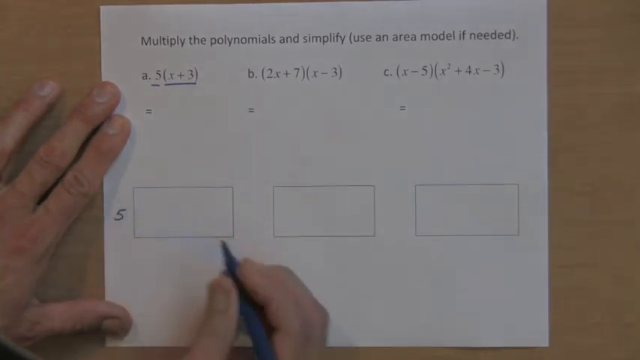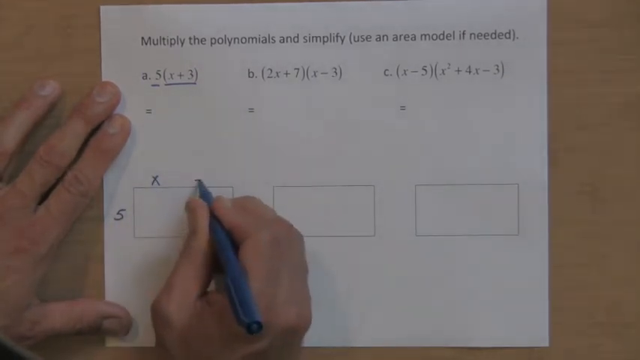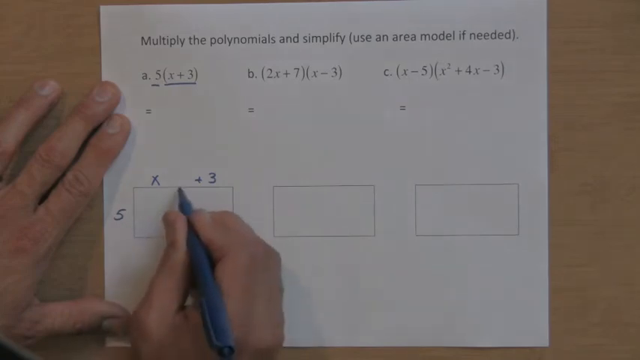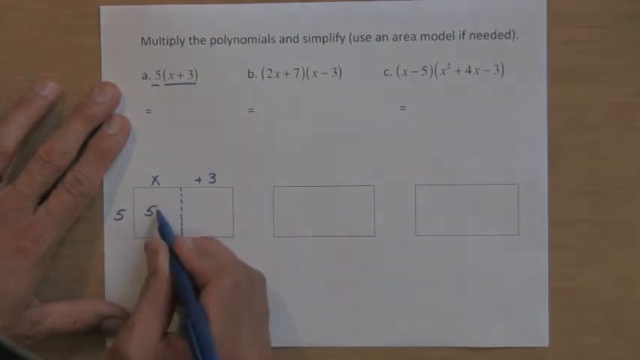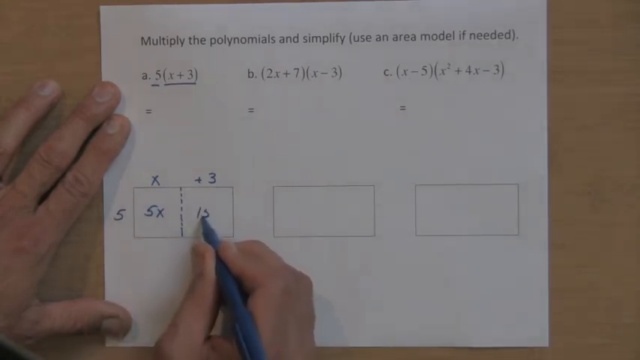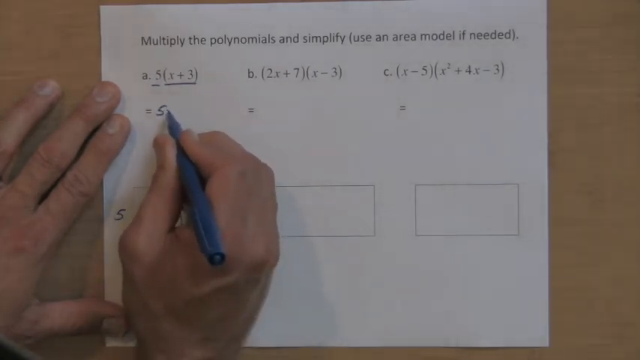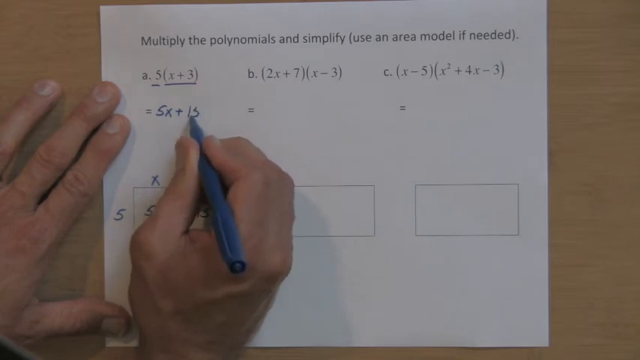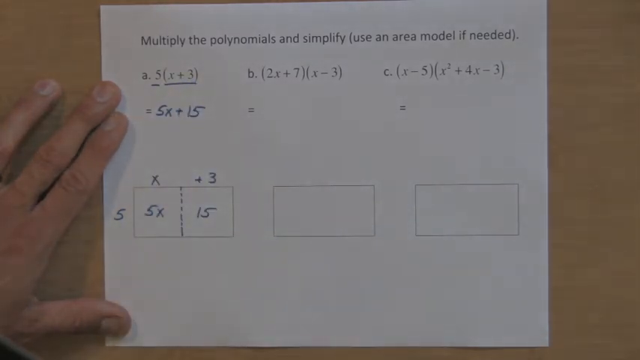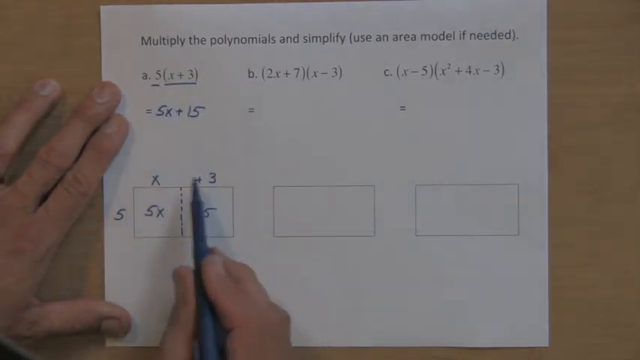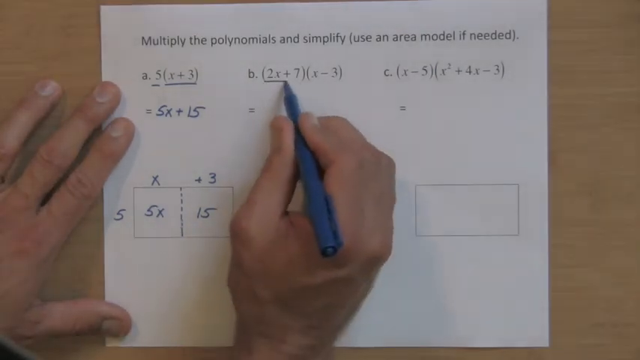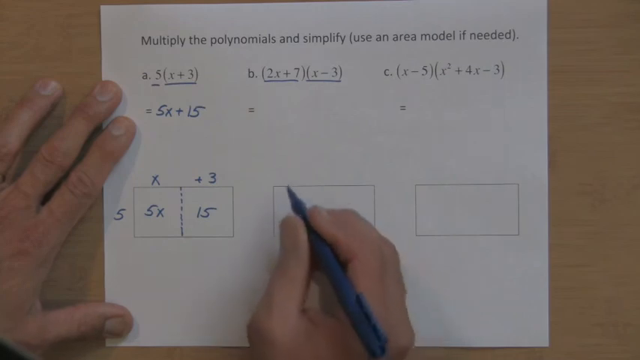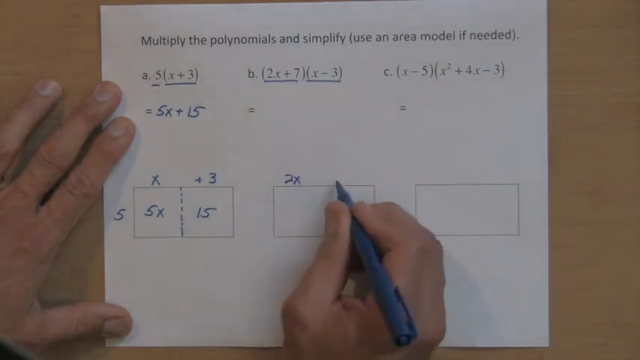I'll write that using the area model, 5, and here's my x plus 3. One term here, two terms across the top. Find the area of the smaller parts and add them up. 5 times x is 5x, 5 times 3 is 15, so this is 5x plus 15. So that's what 5 times the quantity x plus 3 is. It's distributive property, but the area model is just a place to show your work and keep organized. Here, two things multiplied, put it in the area model. You don't have to use the area model, but I'll show these with it.